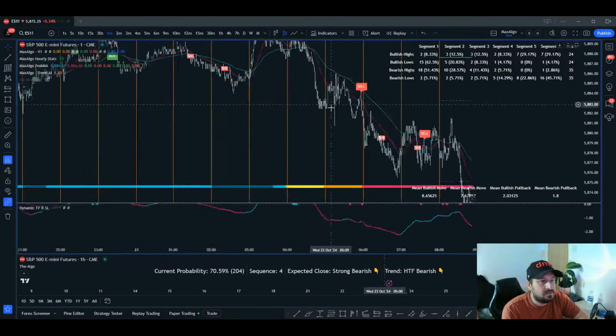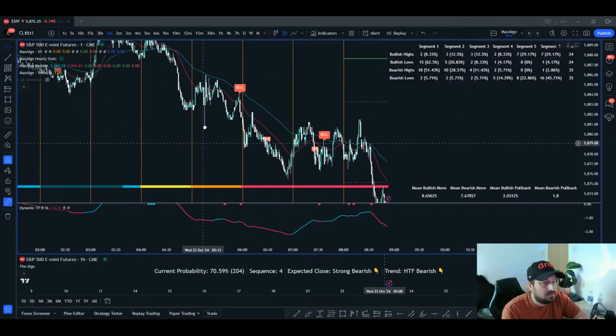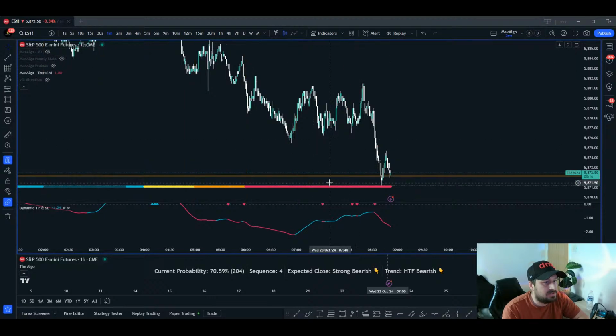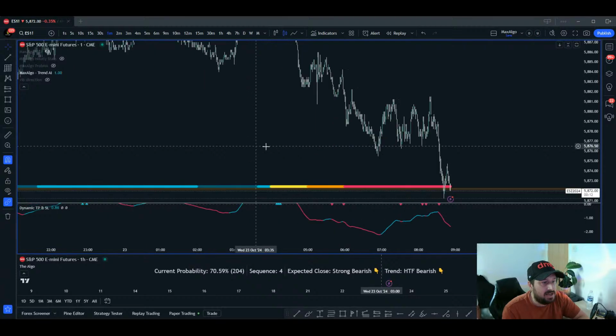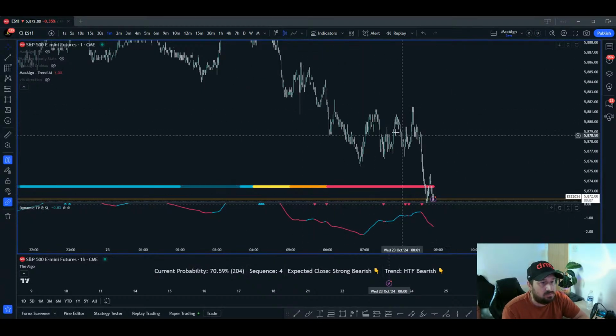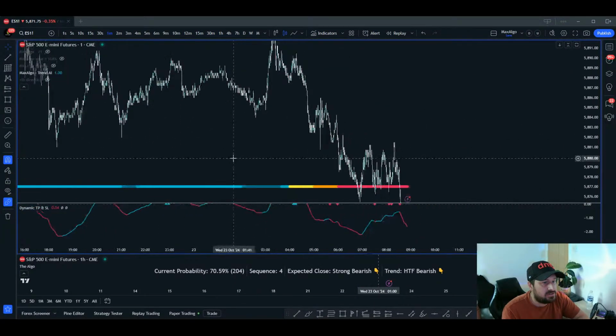So this bit along the bottom, turn off everything else. This is really, really important. When we talk about payday, this is a payday setup. Right now, we're just sat in a payday setup, okay? And the reason why it's a payday setup is we've been bullish.